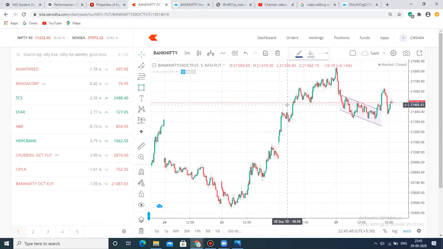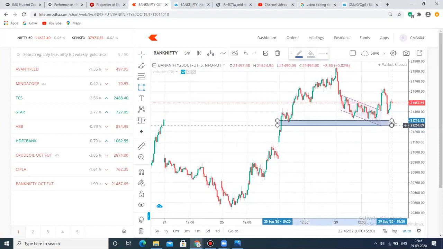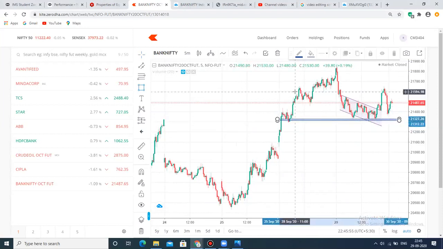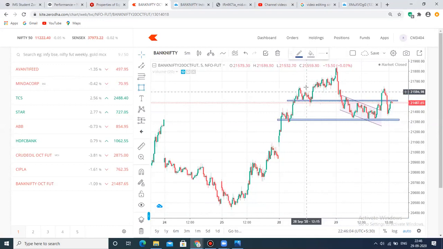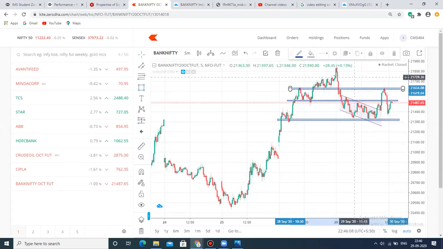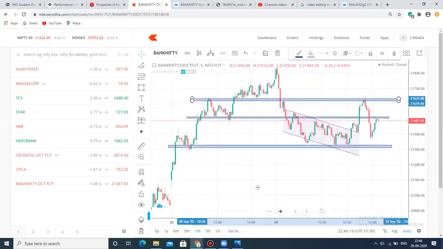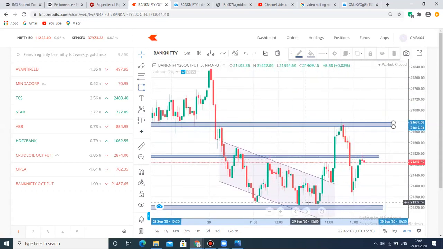The first thing that I notice is, let's say here, there is one demand zone. The next zone that I can see is over here. Now the zone after that is over here. So why exactly have I marked these zones? Because these zones have acted as a support earlier, and now they will definitely act as a resistance, like I've said in my earlier video.